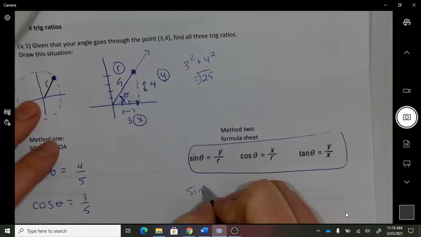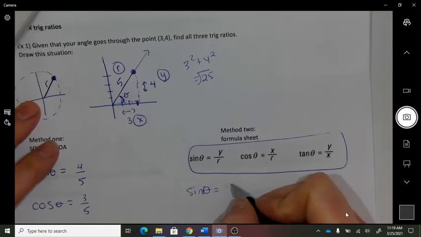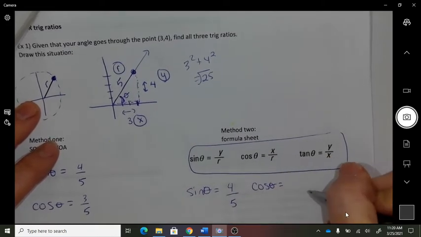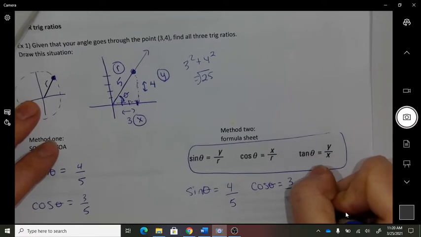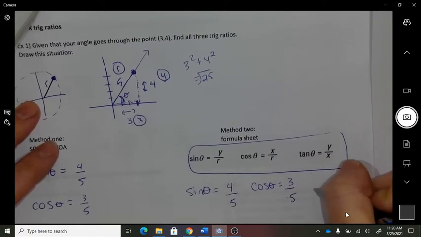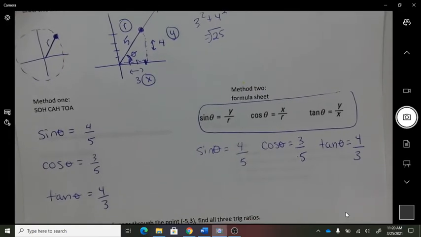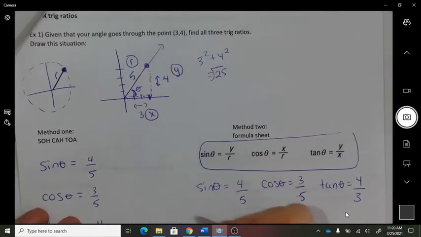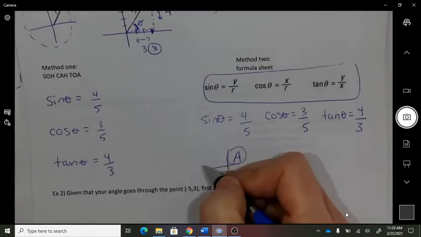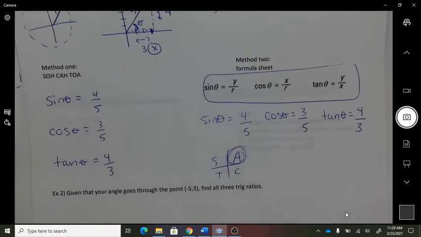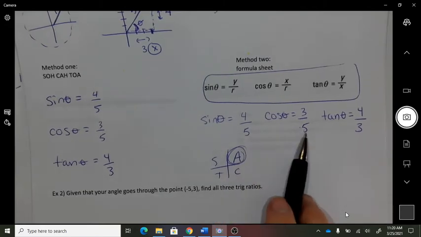Okay, so now using these formulas, you're just plugging everything in, knowing that this is the x, this is the y, and this is the r. So sine of the angle is y, 4, over the r of 5. Cos of the angle is the x number, 3, divided by the r, 5, and tan is the y, 4, divided by the x, 3. You can see how I got all the same answers. Something else I know is that this is in quadrant 1. So on the ASTC, I should see that all of my trig values are positive, and they are.